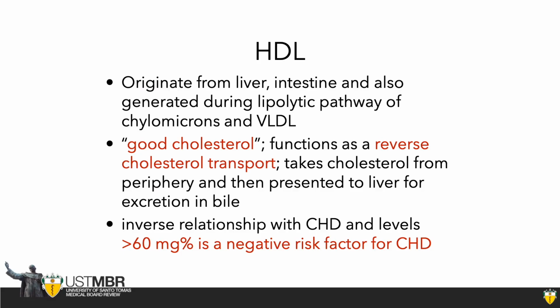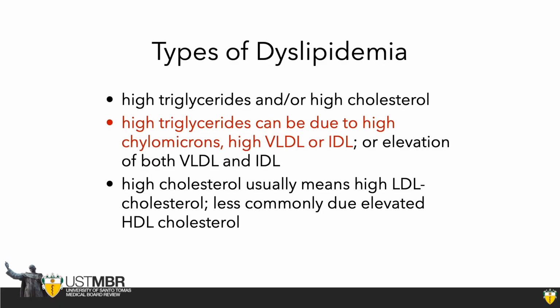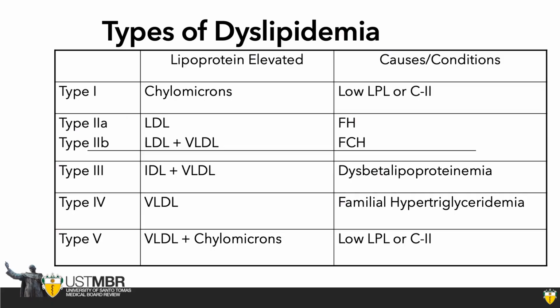HDL is the good cholesterol. It functions in reverse cholesterol transport, and if it's very high, above 60, it's considered a negative risk factor for coronary heart disease. There are different types of dyslipidemia, and this classification is one. If you want to memorize, on the opposite ends, types 1 and 5 are the ones that are rich in chylomicrons.